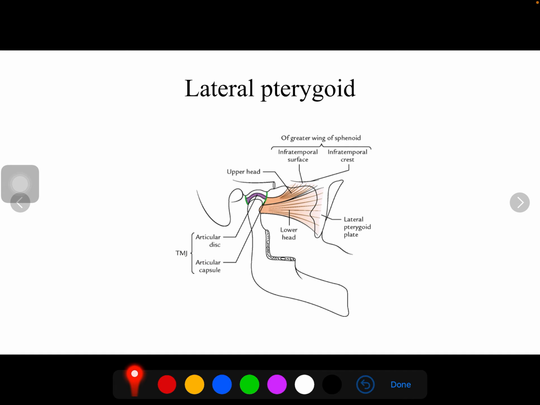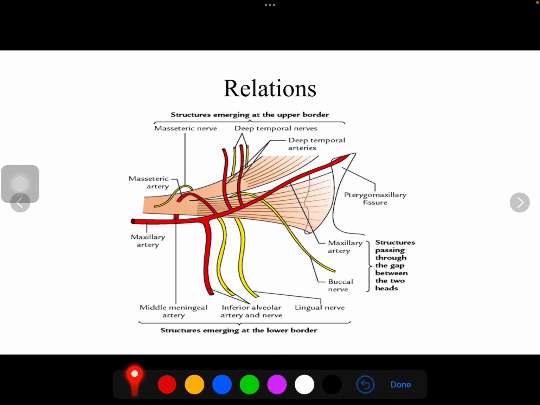The lateral and the medial pterygoid muscles of the 2 sides contract alternately to produce side-to-side movement of mandible as in grinding or chewing of the food. The next one, that is the relation of lateral pterygoid muscle. The structures emerging from the upper margin of the lateral pterygoid muscle.